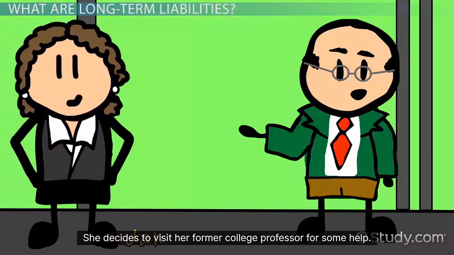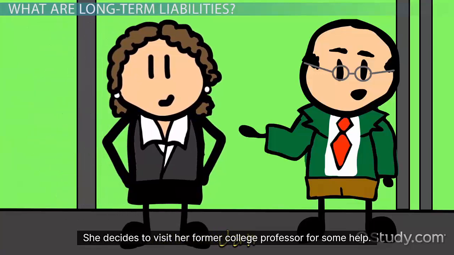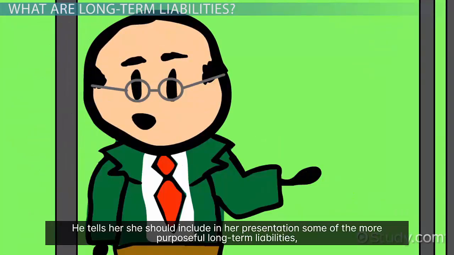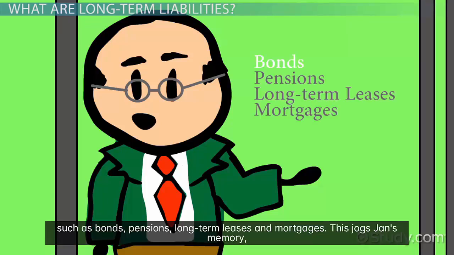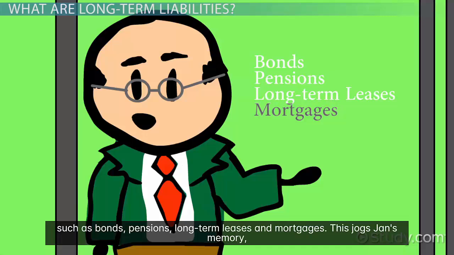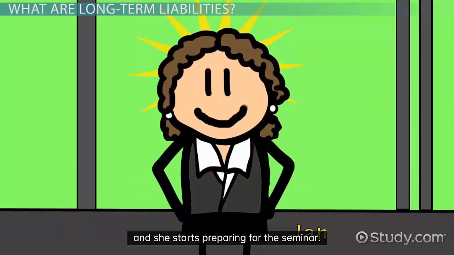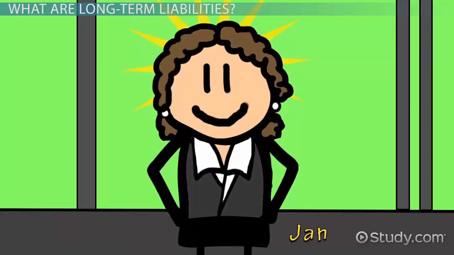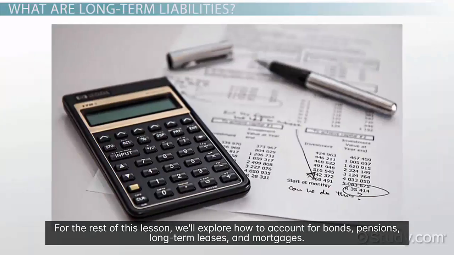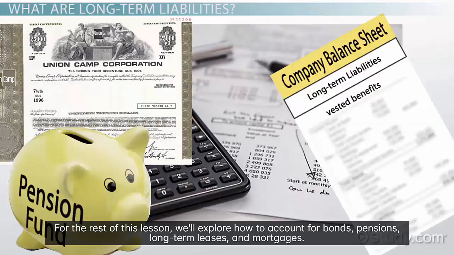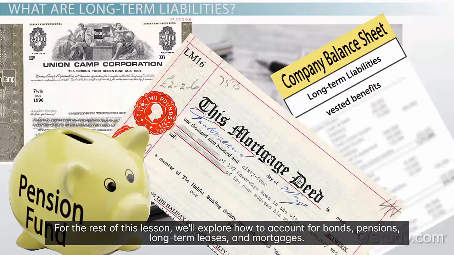She decides to visit her former college professor for some help. He tells her she should include in her presentation some of the more popular long-term liabilities such as bonds, pensions, long-term leases, and mortgages. This jogs Jan's memory, and she starts preparing for the seminar. For the rest of this lesson, we'll explore how to account for bonds, pensions, long-term leases, and mortgages.